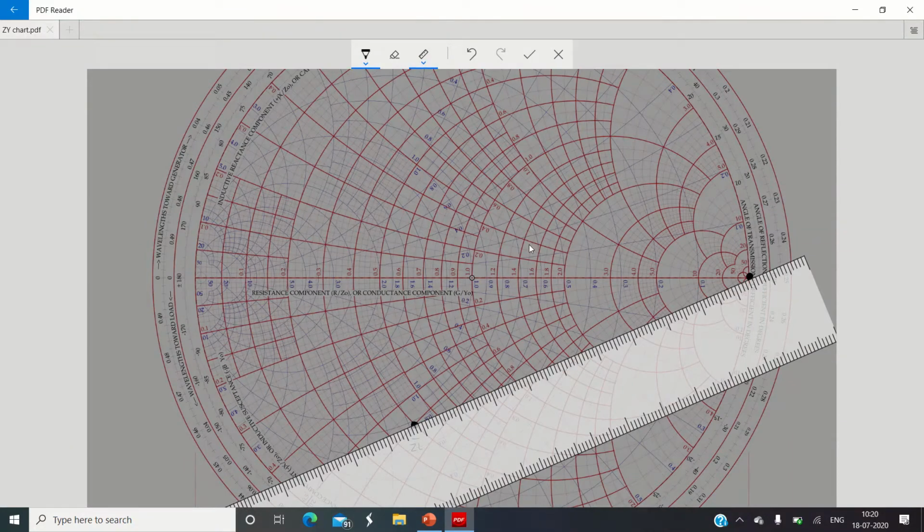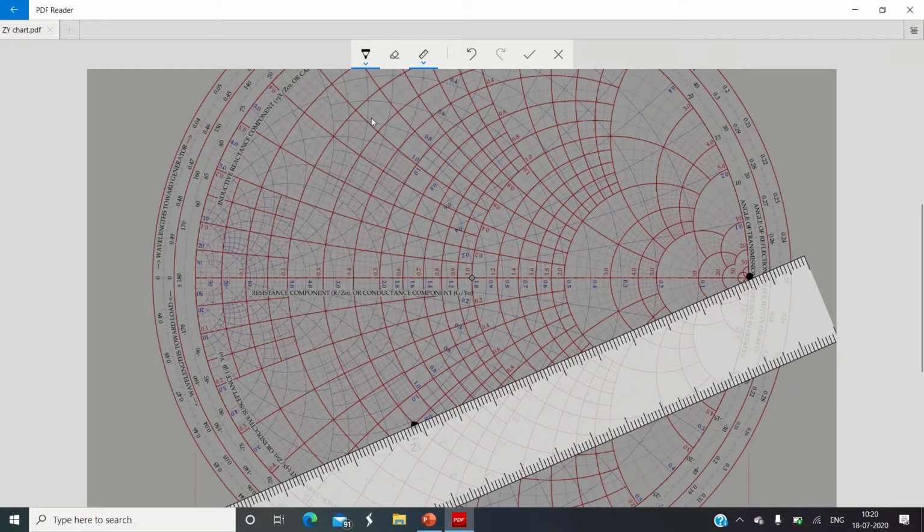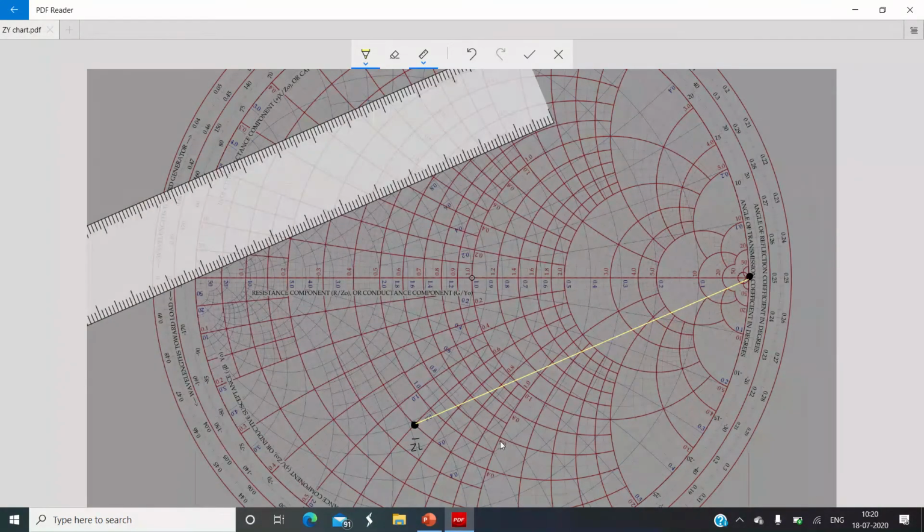Now I will join these 2 points. Again I will choose the yellow color. See, I join these 2 points, right? Now you divide this chord. This is a chord of that particular constant resistance circle, which I have shown with the yellow color.